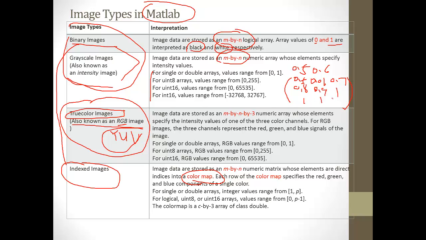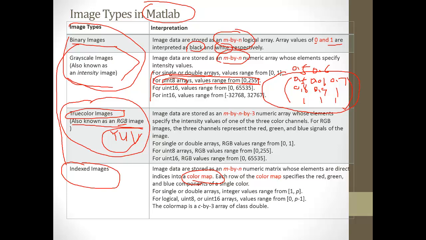1, 1, 1. So this is a double or single precision gray image. If the matrix value is an unsigned 8 bits array, that's what we call unsigned 8 bits image. The value will range from 0 to 255. Generally, the gray image is in this type.